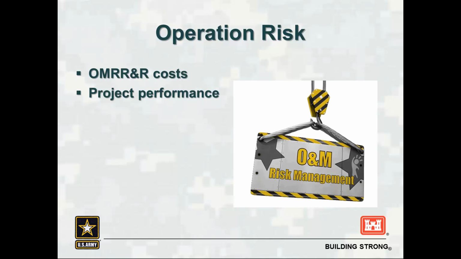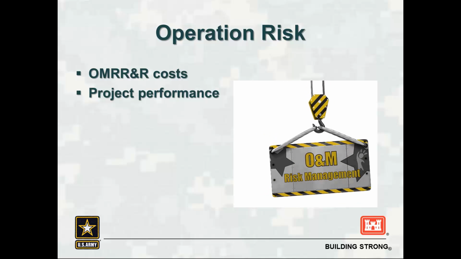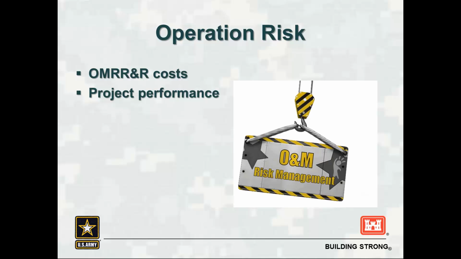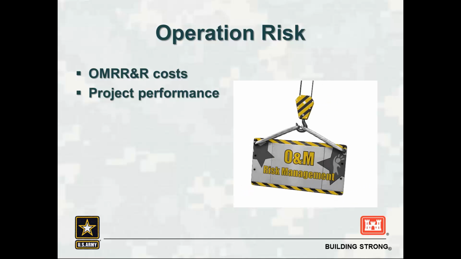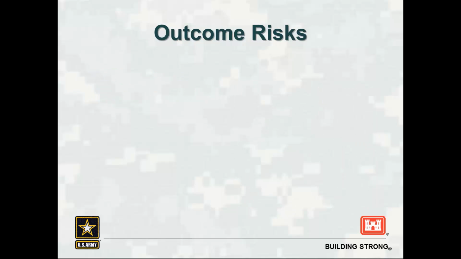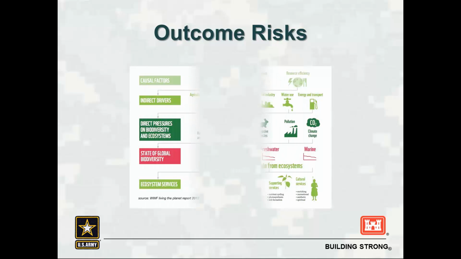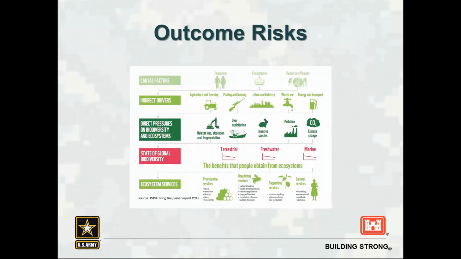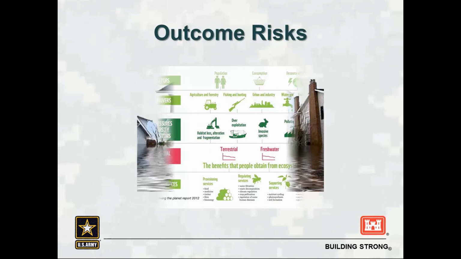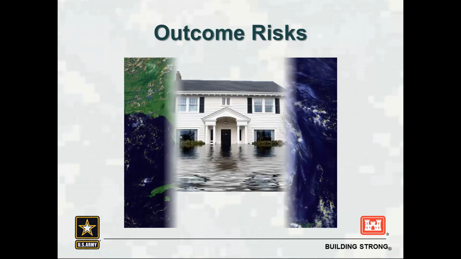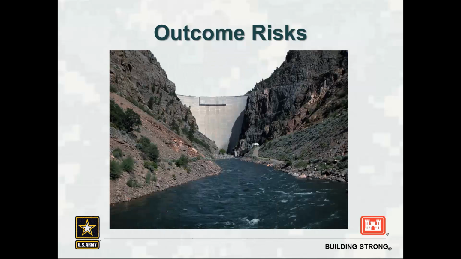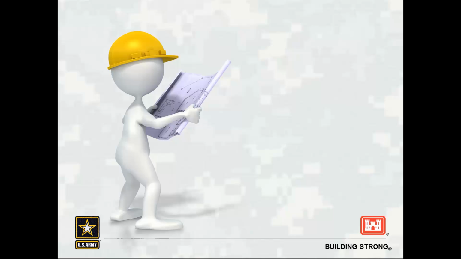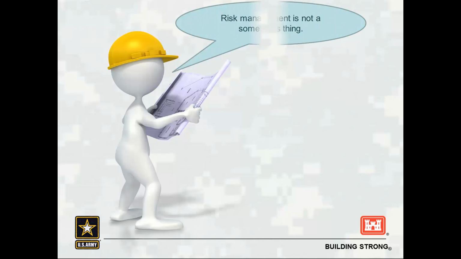There are risks that occur during the OM, RR, and R stage. Project performance is very dependent on these types of operation risks. Then there are outcome risks. How did things turn out? And this goes back to those risks that we found in the community that got us started in this process. Have we successfully managed these risks? So they're the risks that we're talking about.